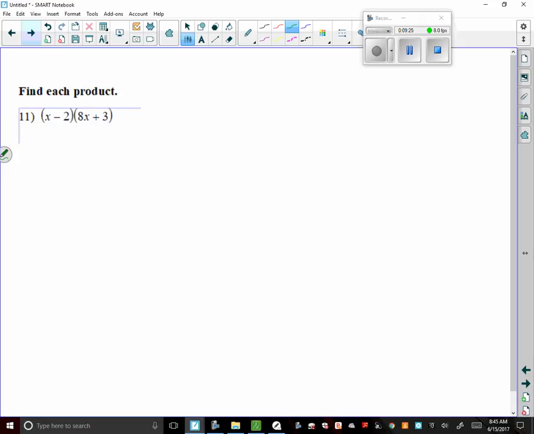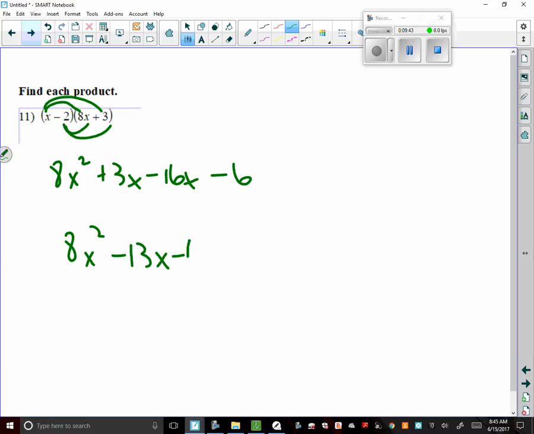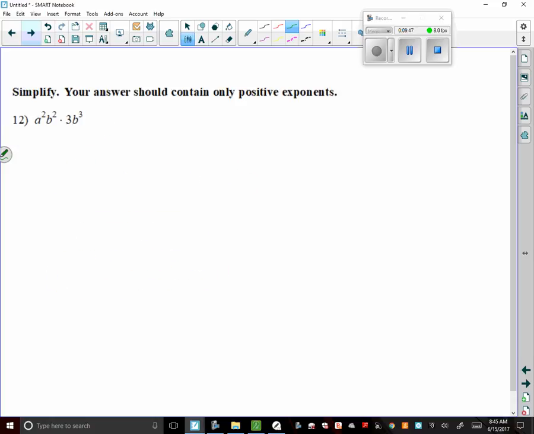So now to find each product here, it's just a matter of distributing. You guys often call this boiling. So that times that is 8x squared plus 3x minus 16x minus 6. Now we're just going to combine like terms. And that's our answer.